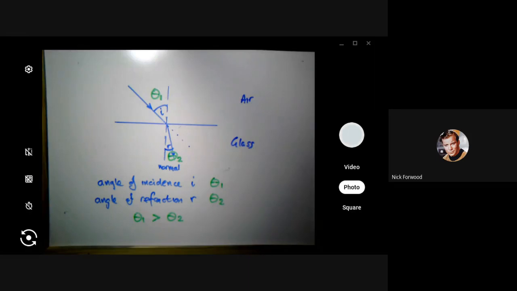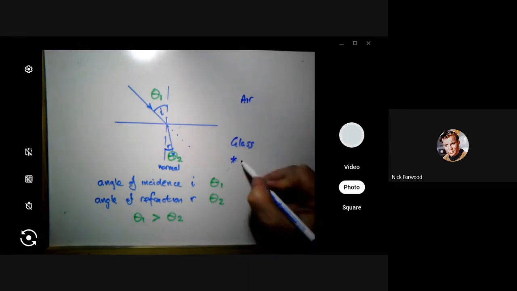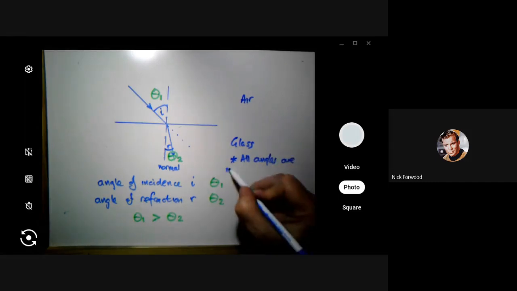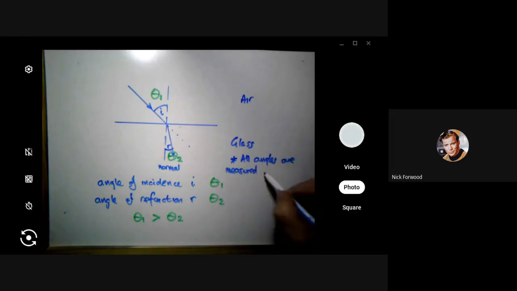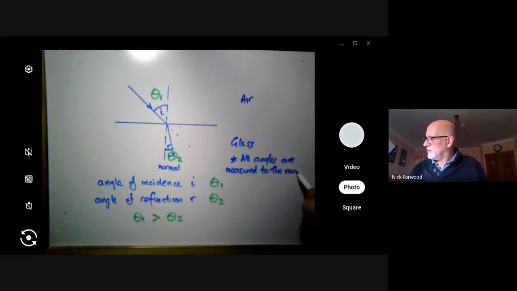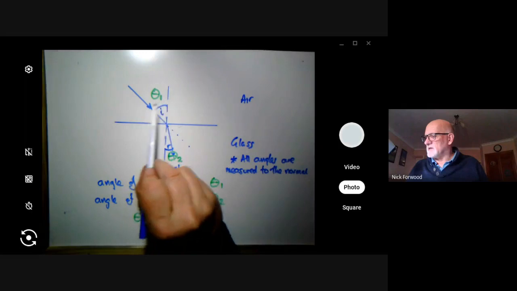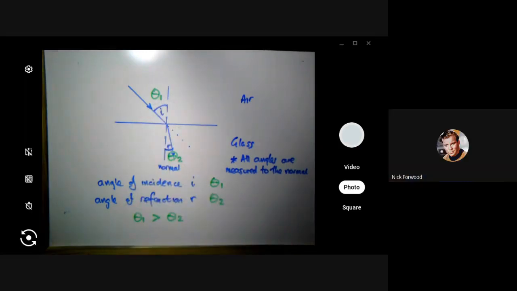So just remember some rules. All angles are measured to the normal. You must always take the ray of light and then measure the angle towards the normal. What happens when it comes out? What happens when it comes out down here? I'm going to rub this bit out. I hope you've got that. Of course, you'll be pausing the video and doing that.